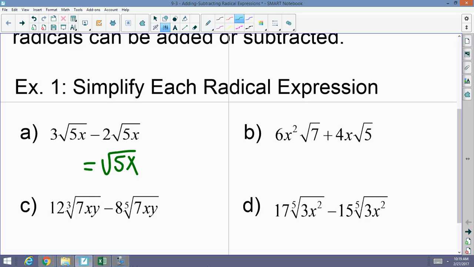For B, I unfortunately cannot add these. Not only are the square root of 7 and the square root of 5 not the same radicand, they have the same index, but they're not the same radicand. But not only that, even if they were, I can't add the x squared and an x. So this was not a like term for many, many different reasons.